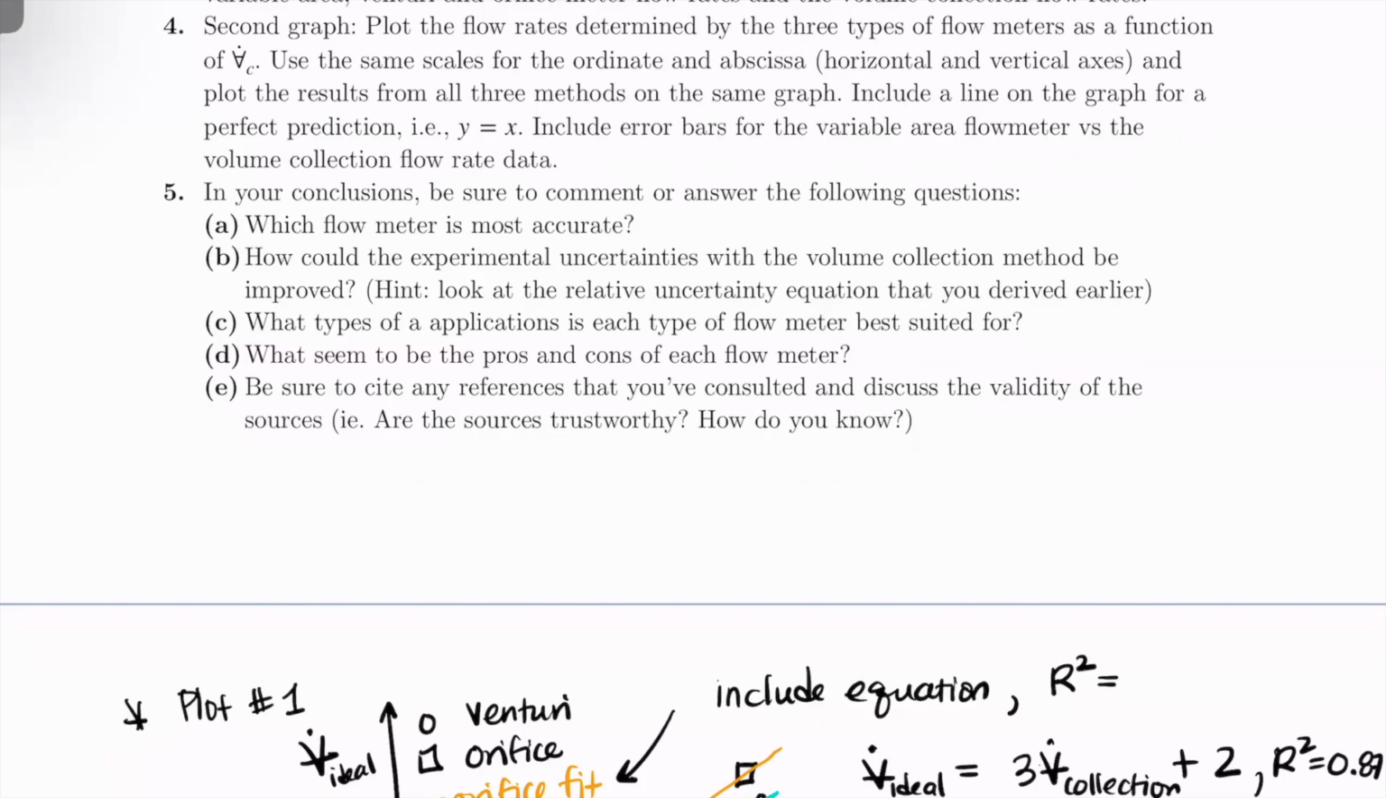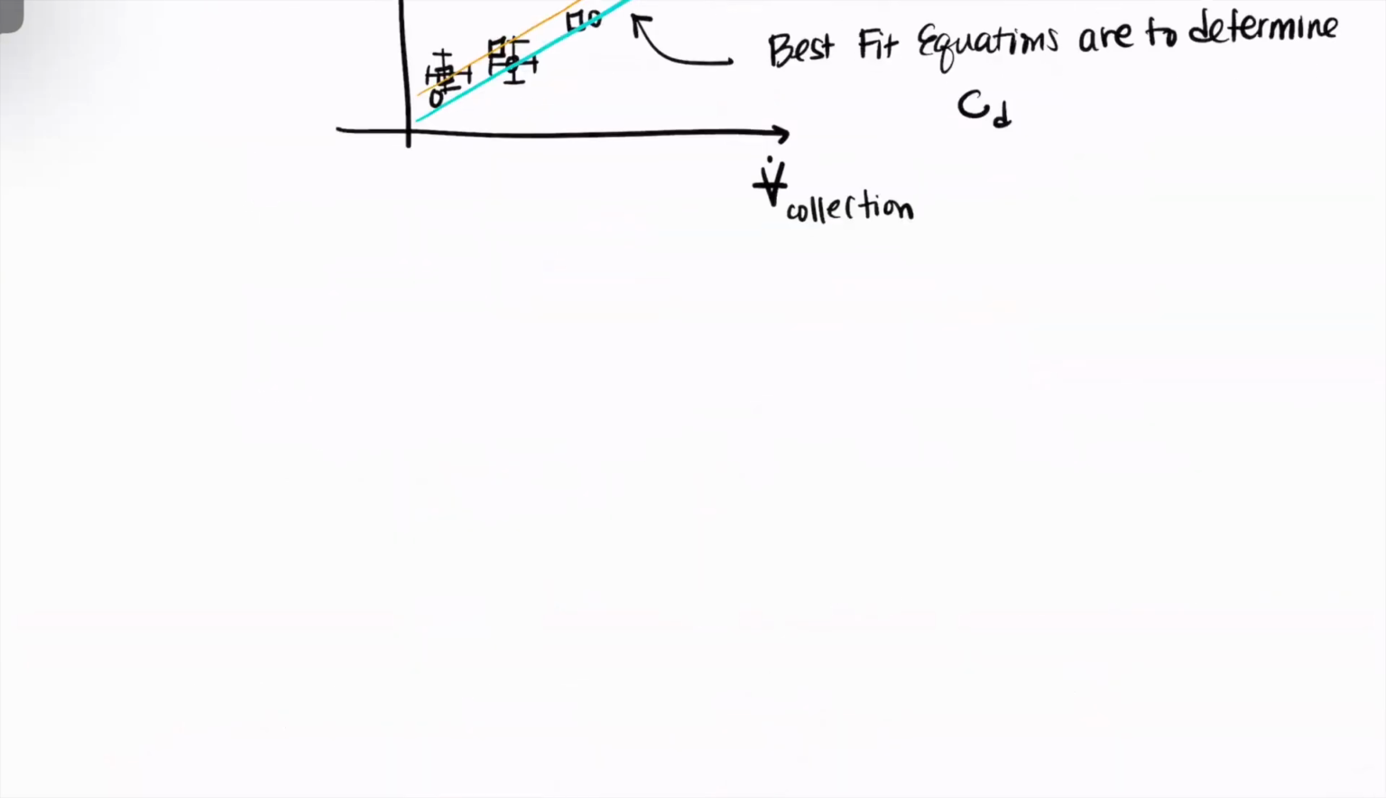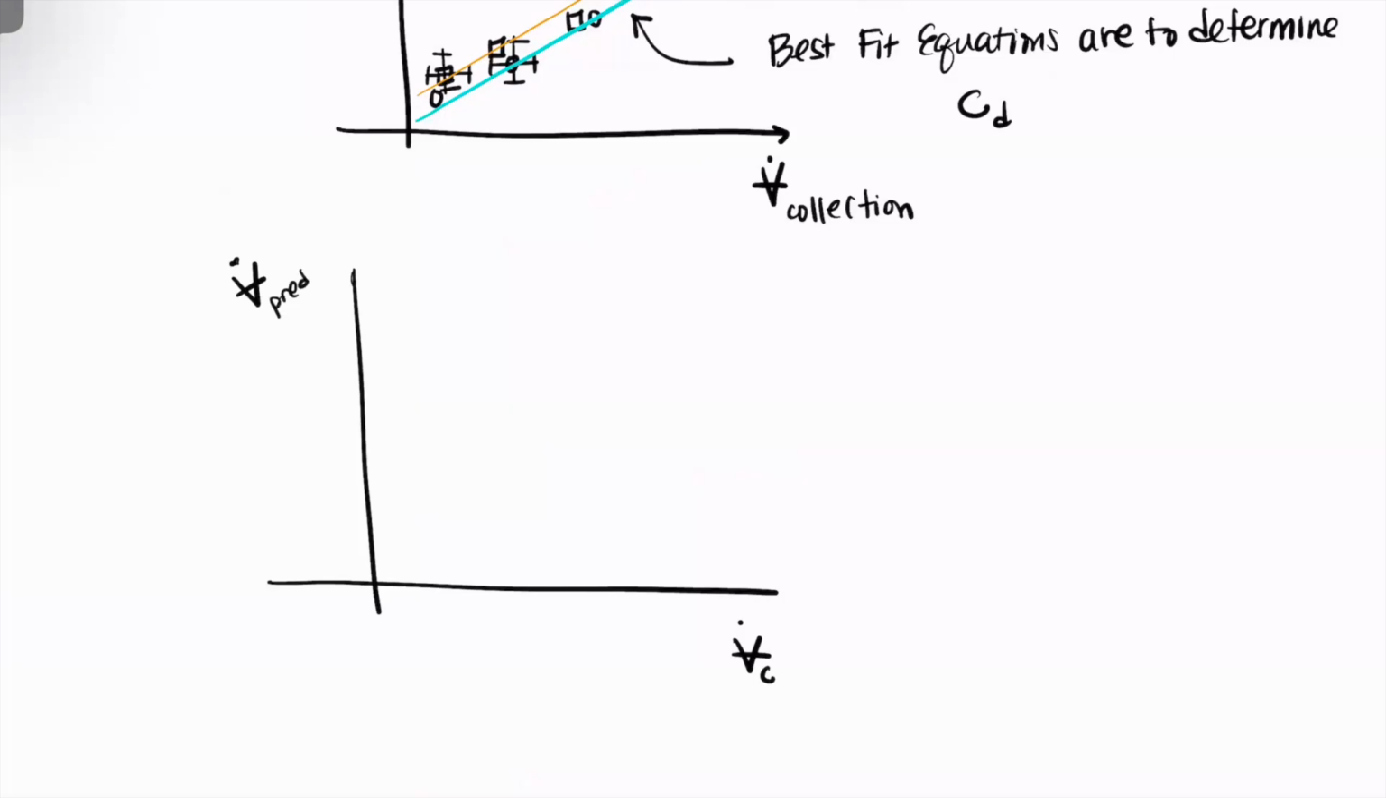I thought this was kind of confusing. In the lab handout, this is described as a 45-degree line, which is true. Essentially, you want to plot the line of a perfect prediction. So what would it look like if your model was perfect? For example, if you have V dot collection and then V dot of some other method. If your prediction was absolutely correct, you would have a 1-to-1 line. Right? So this is ideal, or perfect, I guess I should say.